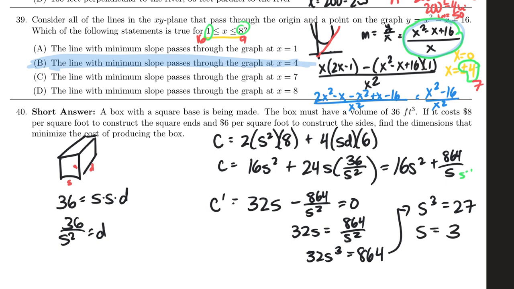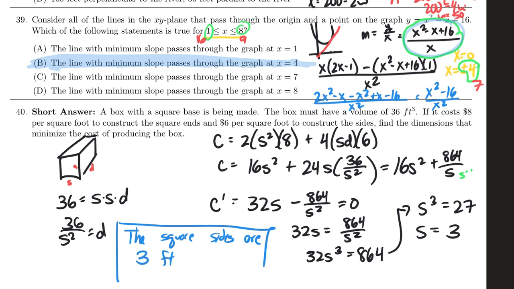So what are the dimensions that are going to minimize the cost of the box? The square sides are 3 feet each, and the depth is, well, we know the depth is 36 over s squared, so 36 over 9, which is 4 feet. Right. So that is the answer for the most cost-efficient box.